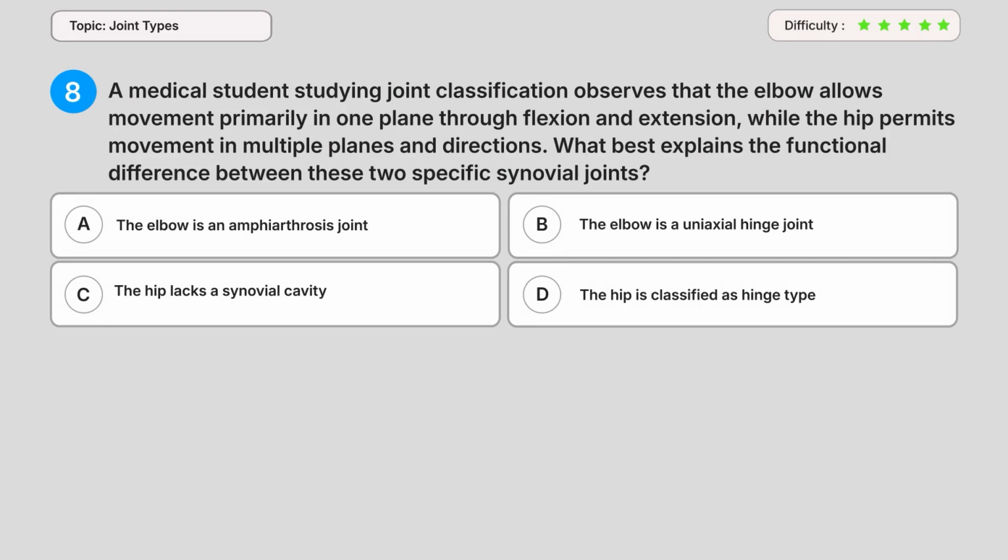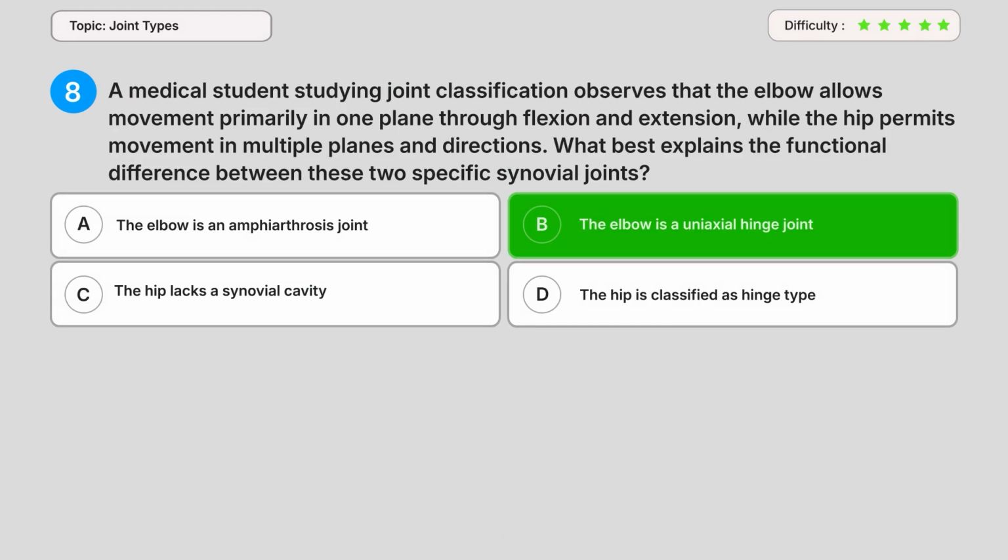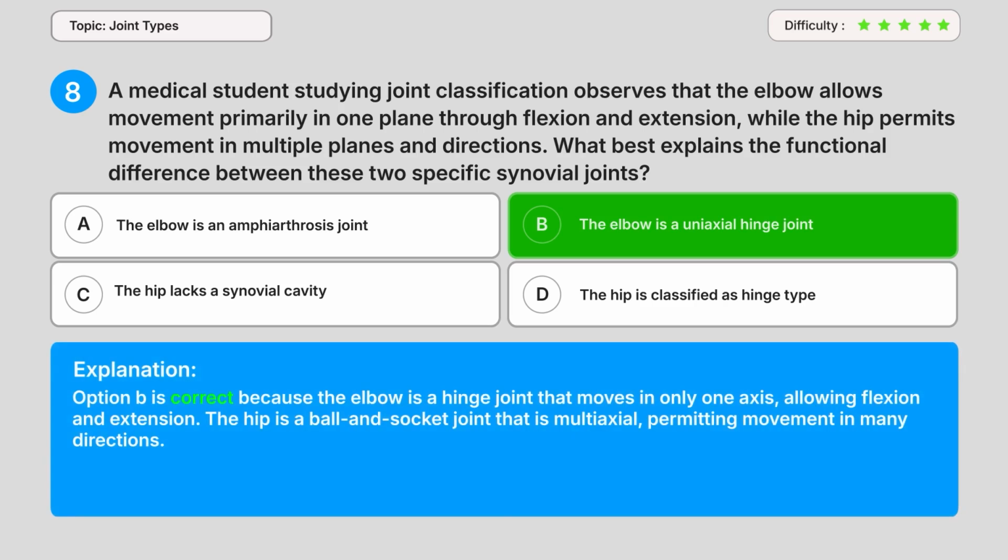Correct answer, B. The elbow is a uniaxial hinge joint. Explanation. Option B is correct because the elbow is a hinge joint that moves in only one axis, allowing flexion and extension. The hip is a ball and socket joint that is multi-axial, permitting movement in many directions.